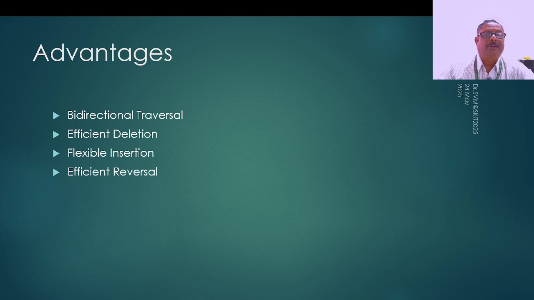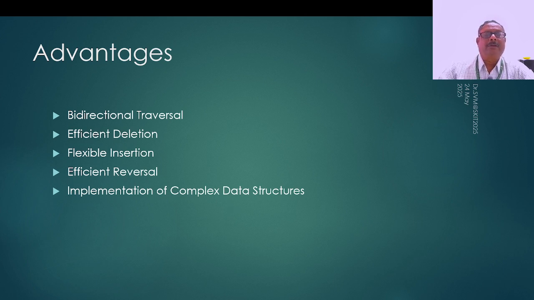Instead of starting from the head, if you start from the tail and use the previous links, then the whole list can be reversed very easily and efficiently. And this will be very commonly used in implementing complex data structures. We will look at it in detail as we go into further data structures like trees and graphs. Definitely, bidirectional things will be of much use and very useful in dynamic data management.